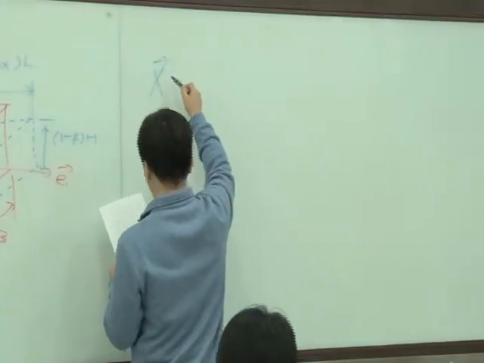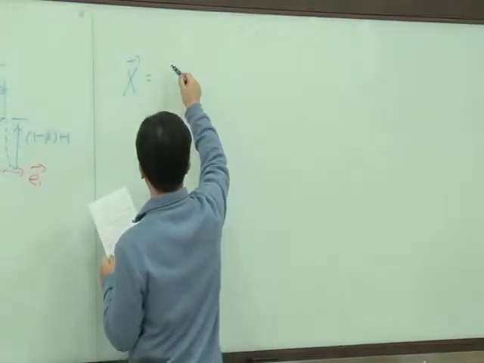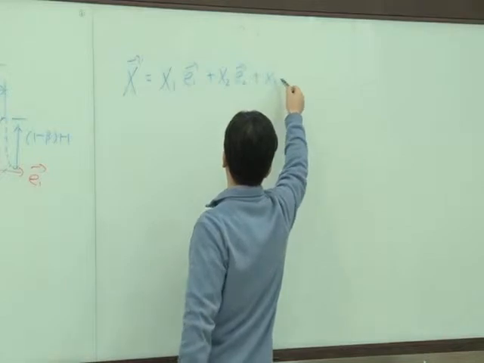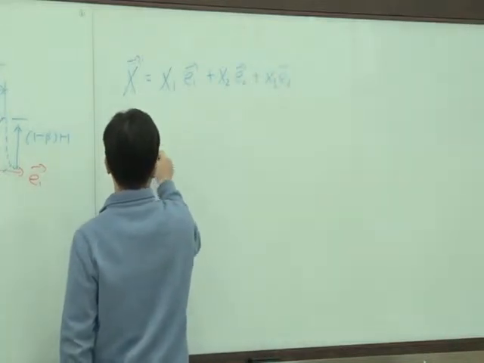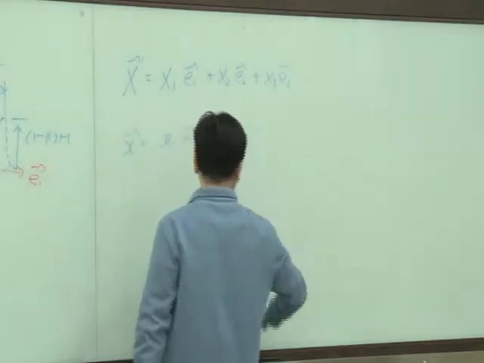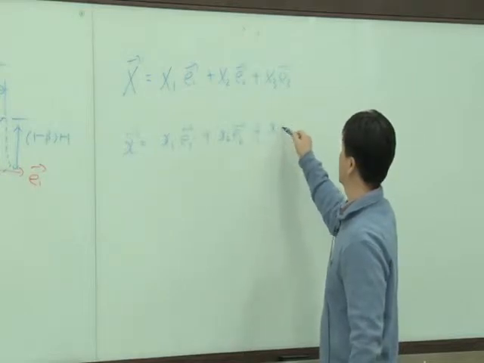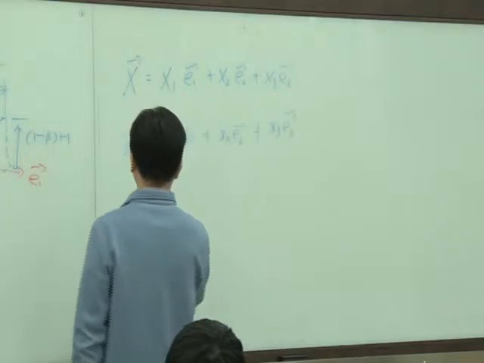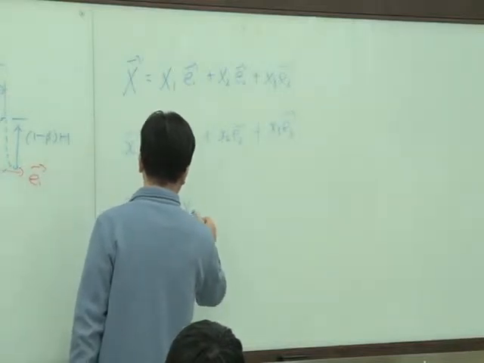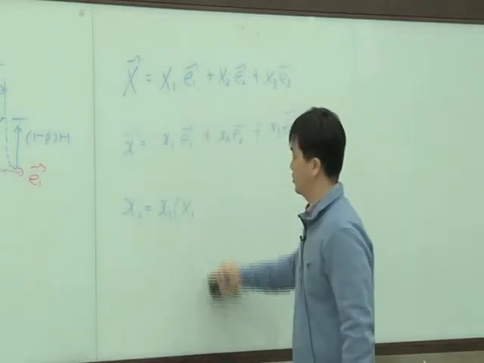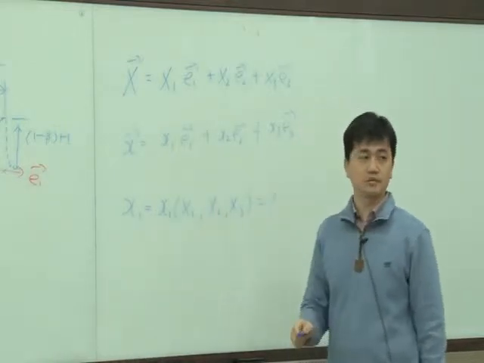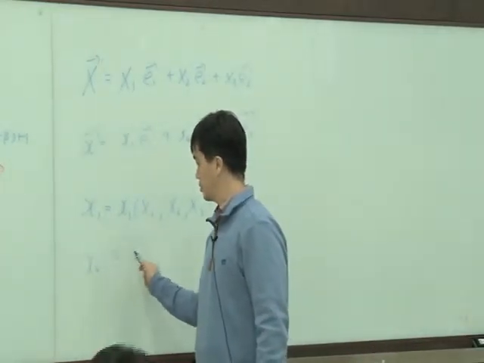And the material position corresponding to initial X1 E1, X2 E2, X3 E3, and current x1 E1, x2 E2, x3 E3. Here, we need to calculate the mapping relation between both. So x1 equals what? Can you find the function? x2, x3.